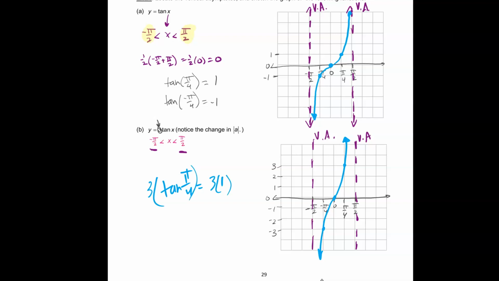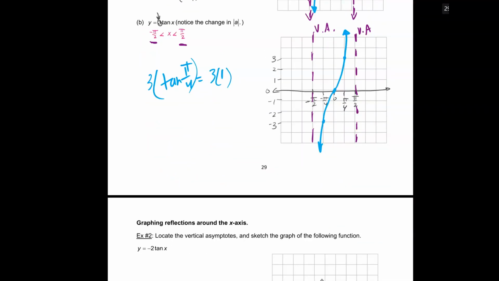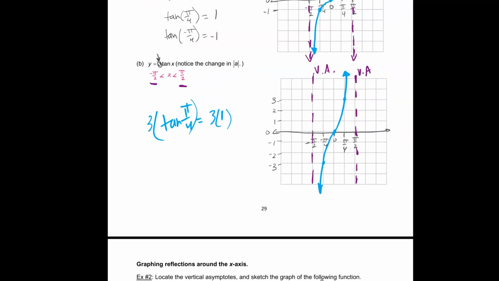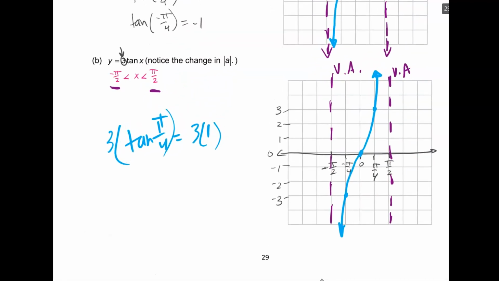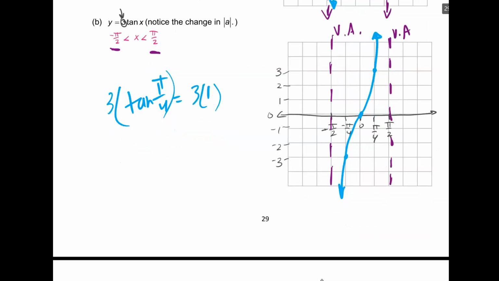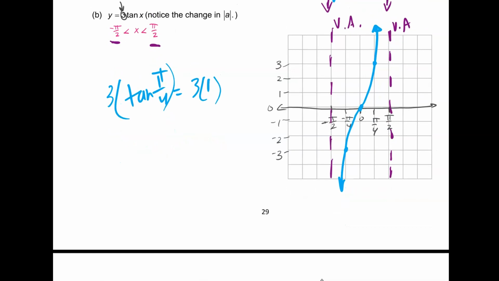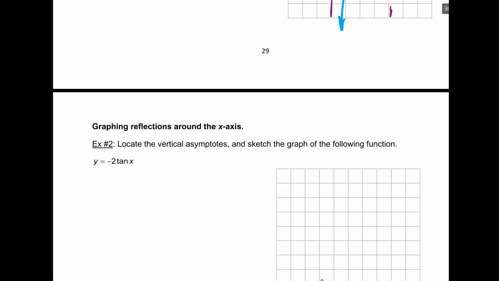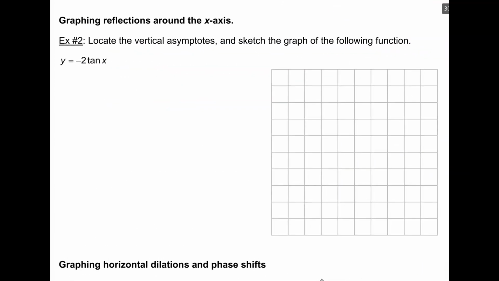Alright, let's try the next one, graphing reflections around the x-axis. Am I good to go on? I can stay here for a little bit longer if we need it. Do we feel confident? Do you want to try this yourself first? Okay, try it yourself first and then I'll put it on the board. So, reflection on x-axis.